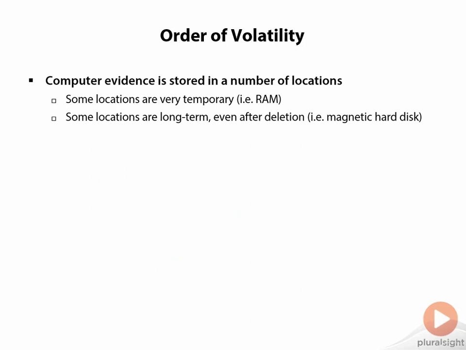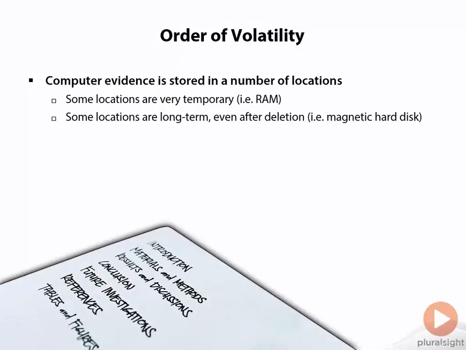All right, some locations are longer term. So even after deletion, that data remains. Okay, magnetic hard disks are a good example of that. As you may have heard before, or you may know firsthand, if you delete a file from a disk, in other words, you just simply highlight it and click delete, that file is not actually deleted. What it does is take it off the master file table, right? Or again, it depends upon the operating system how that actually functions, but there's some table of contents, quote unquote, that has all the pointers to where those files are located.